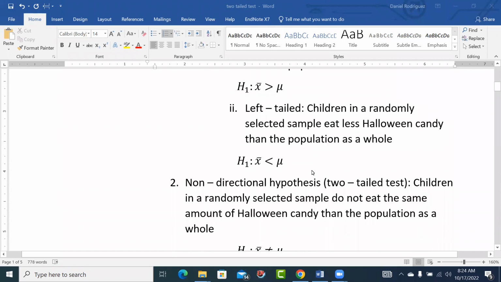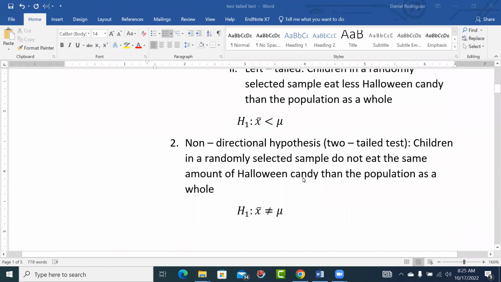And our left-tailed alternative would be that children in a randomly selected sample eat less Halloween candy than the population as a whole. So here we have the sample mean is less than the population mean.